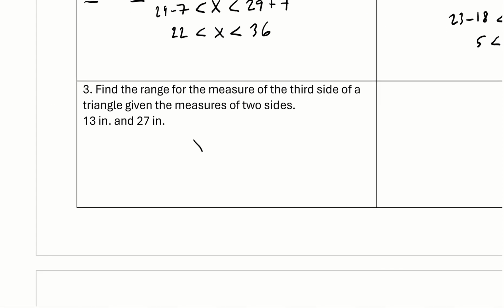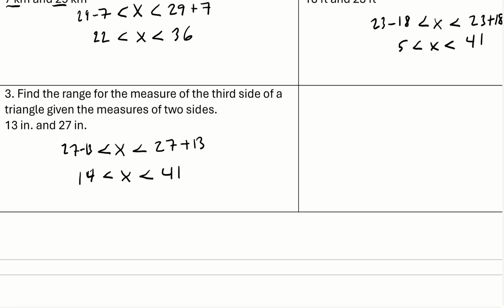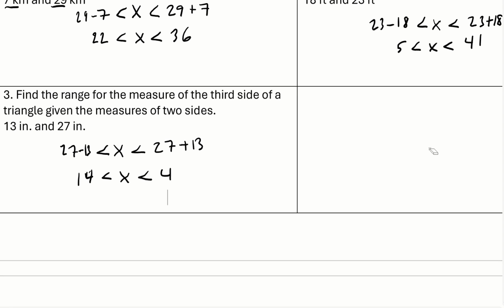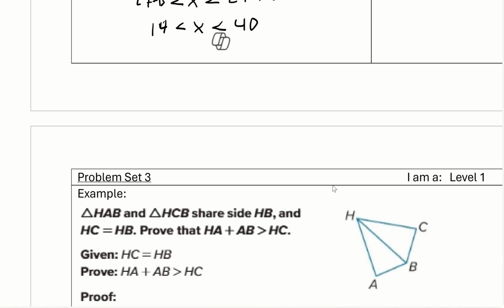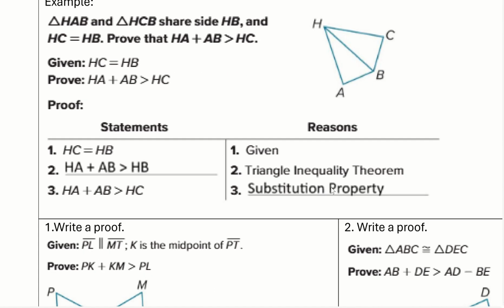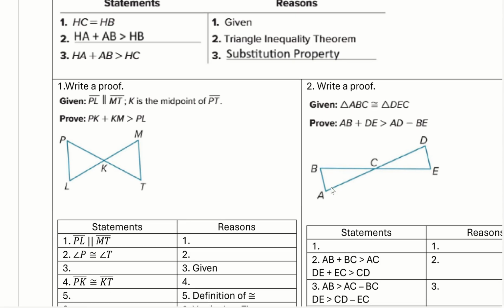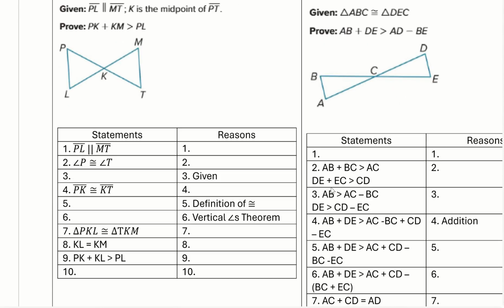All right, so we got sides 27 and 13. x has got to be smaller than 27 plus 13, but x has got to be bigger than 27 minus 13. So that's 14. x is between 14 and 40, sorry. All right, and that's it for that one, really quick. So now the next one is a couple of proof examples. So we can do this one.